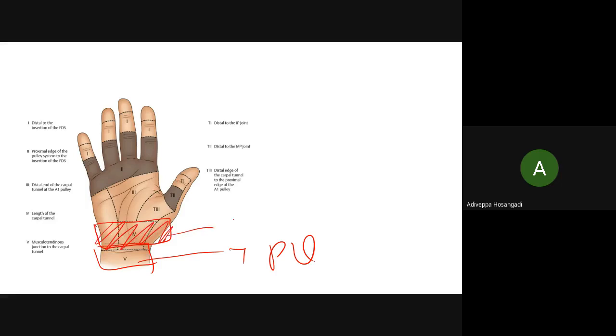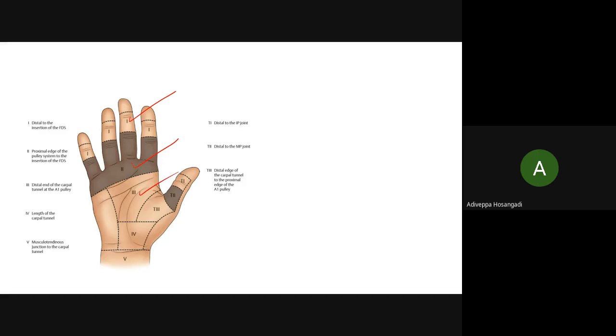This is zone 4. Beyond this is zone 5. So 4 and 5 are easy to remember now. Remaining is 1, 2, and 3. This is important. I'm sure you might get some question about this. That's why I'm trying to make it appear very, very simple.